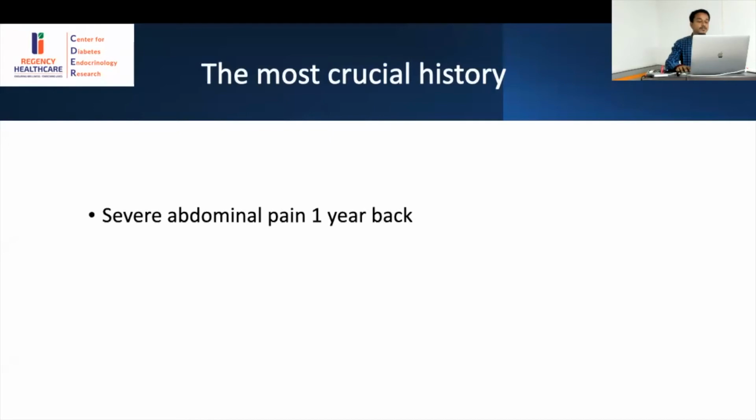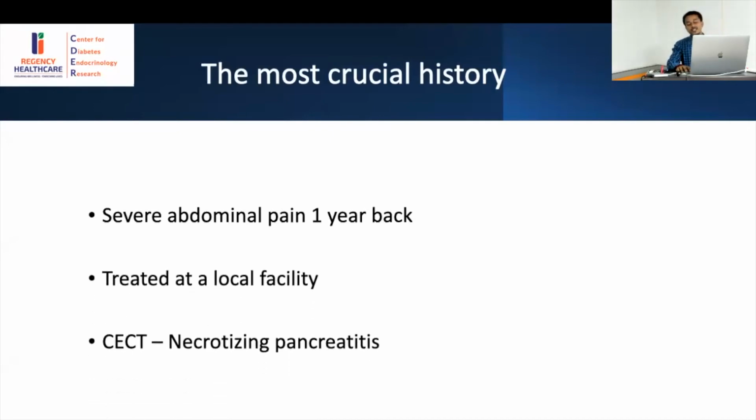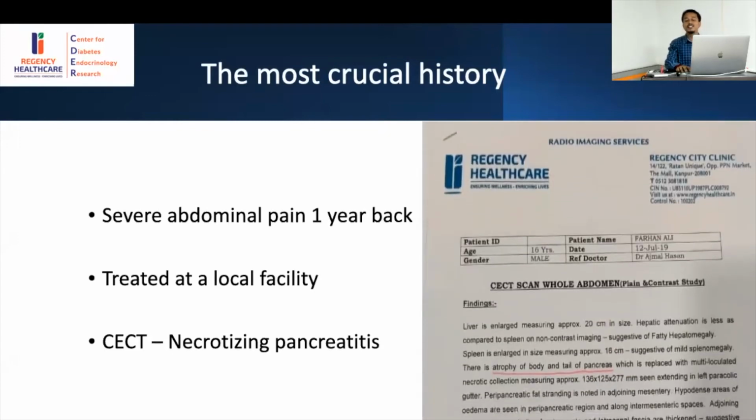pain 1 year back. He was treated at a local health facility, and the CECT mentioned necrotizing pancreatitis at that point of time. And this is his CECT report. And I have also underlined a section of the report. There was atrophy of the body and the tail of the pancreas. The reason for me highlighting this portion I'll come to later.